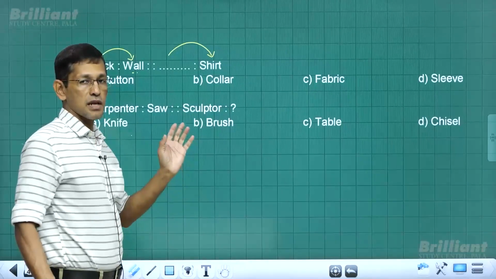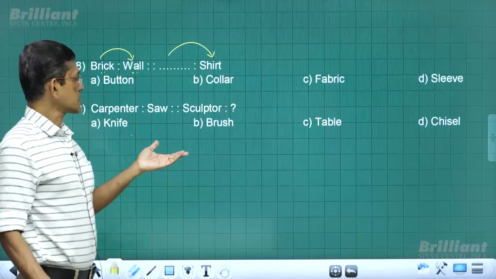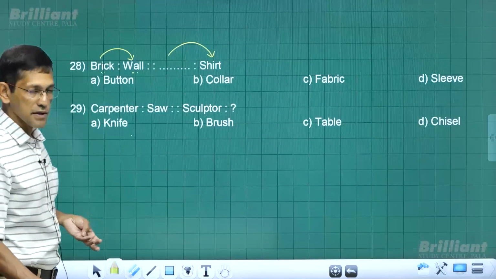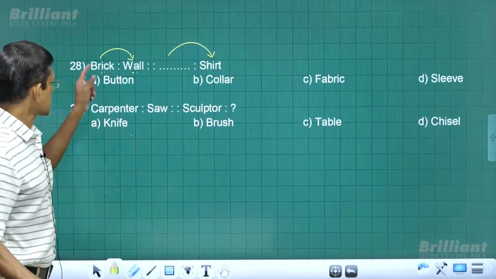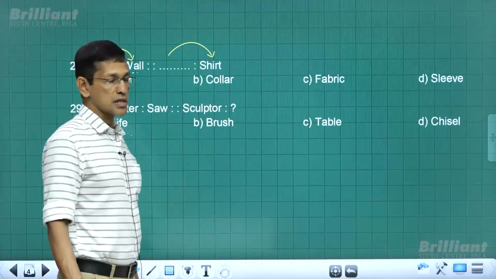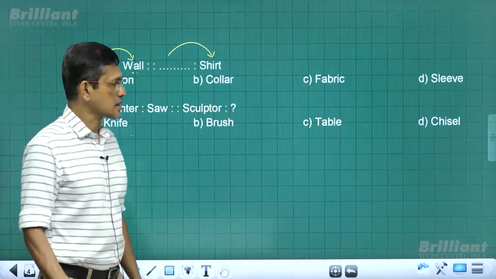So clay is the raw material for pottery. Here we have shirt. What is the answer for that? Brick is the raw material for wall, and what would be the raw material for shirt? Is it like button? Is it like collar? Is it like fabric? Is it like sleeve?